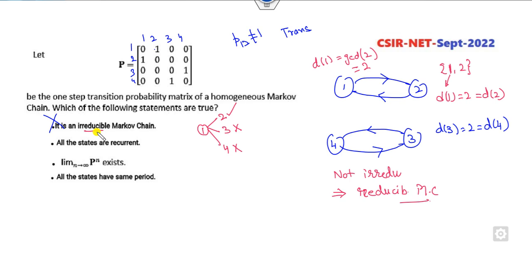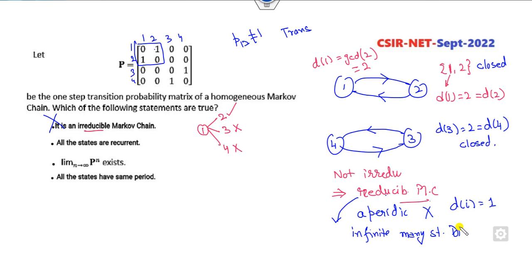Now, look at this one. 1, 2 and 3, 4. For 1, 2, the row sum is 1, so this is closed. 3, 4 is closed. And all the periods are the same. Is it aperiodic? No, because for aperiodic you need the period to be 1. So it is not aperiodic. Now it is reducible, so it has infinitely many stationary distributions. Fine.